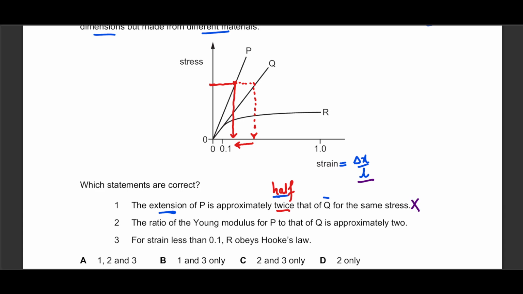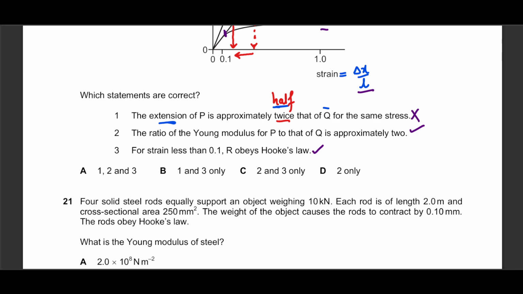So I don't agree with the statement. The ratio of Young modulus for P to Q is approximately 2. That is right. If we were to calculate stress over strain, the gradient of this equation, which would be, of course, Young modulus equal to stress over strain, or sigma over epsilon, then definitely P would be double. The gradient of P is double that of Q, generally looking. I agree with this statement. For the strain less than 0.1, R obeys Hooke's law. Definitely it does, because it is a straight line. So for this answer, option 2 and 3 only, C would be the best answer.